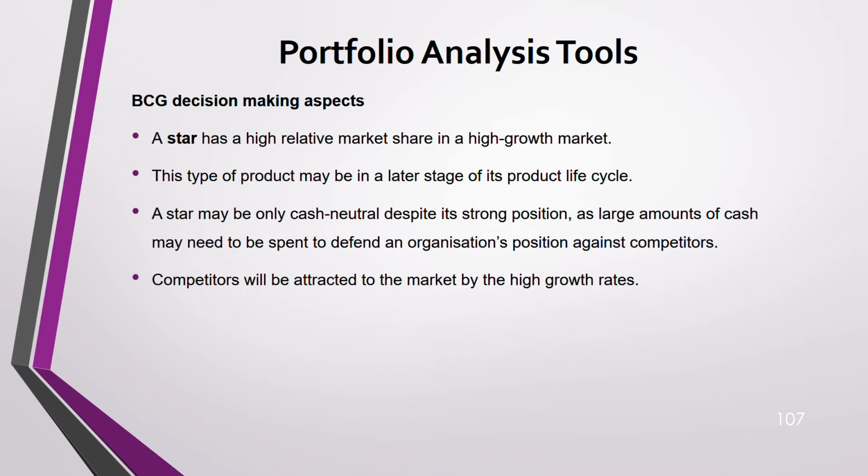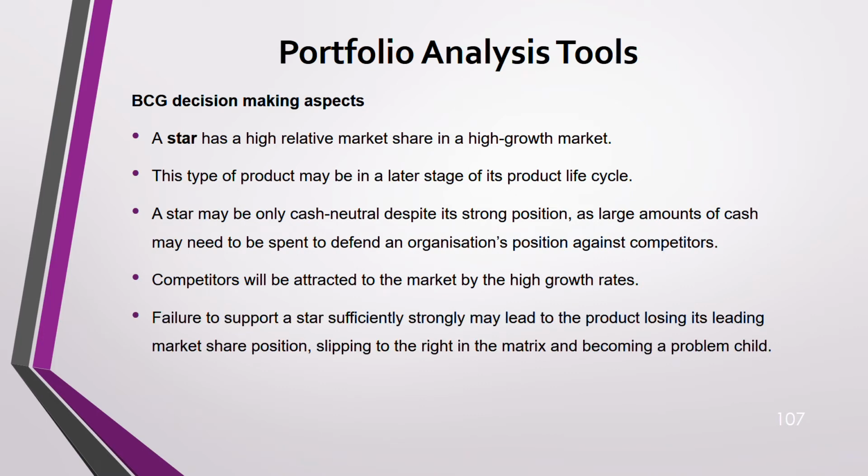Competitors will be attracted to the market, yes, because it is still at high growth. They have high market share, high growth, so competitors will be attracted to stars. And failure to support a star sufficiently may lead to the product losing its leading market position. If you do not support a star, you will lose out on the leading market position. If they slip away, they might fall into the problem child category. The star will become a problem child, and a problem child is not good. Too many problem children, not good.